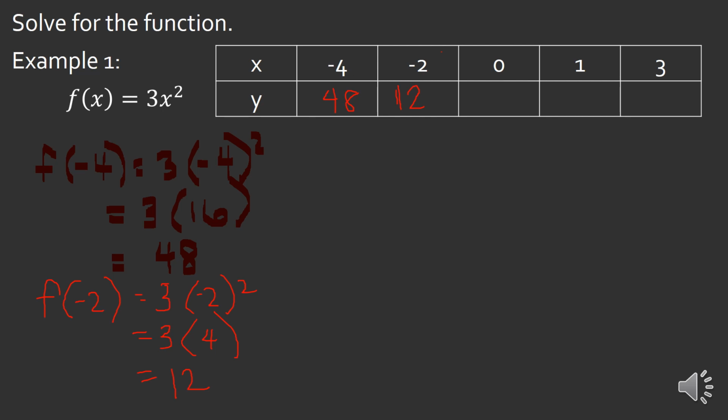Next, we have x is equal to 0. So f of 0 is equal to 3 times 0 to the second power, and that is equal to 0. So if x is 0, y is also 0. Next, x is equal to 1. So f of 1 is equal to 3 times 1 to the second power. And that is equal to 3.